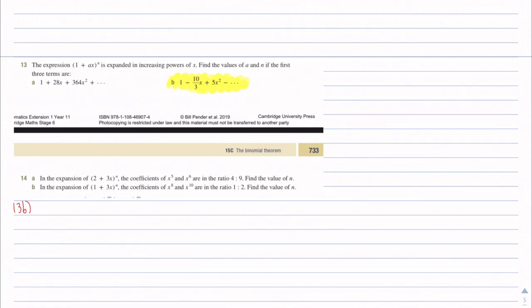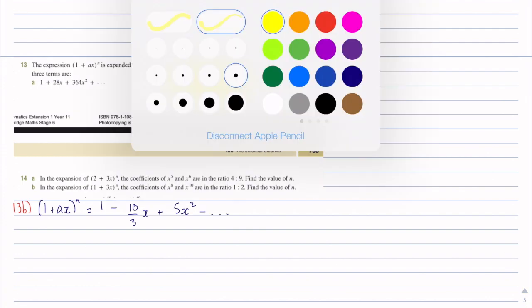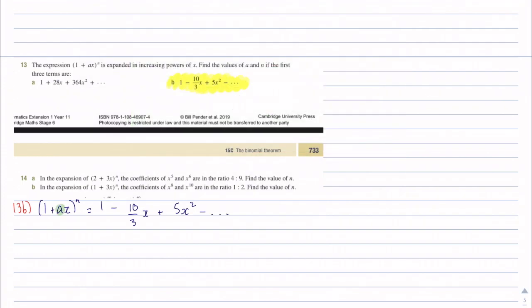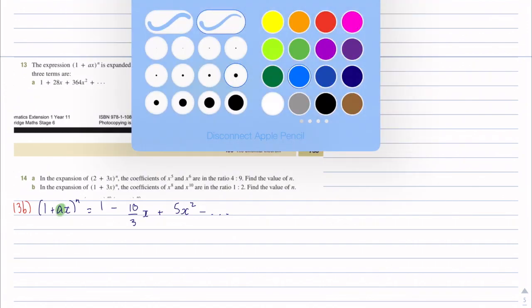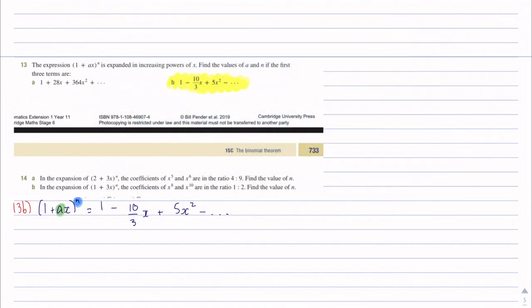Here we have question 13b. We know the expression (1 + ax)^n equals 1 - 10/3 x + 5x² - ... We need to figure out, firstly, what a equals, and secondly, what n equals.